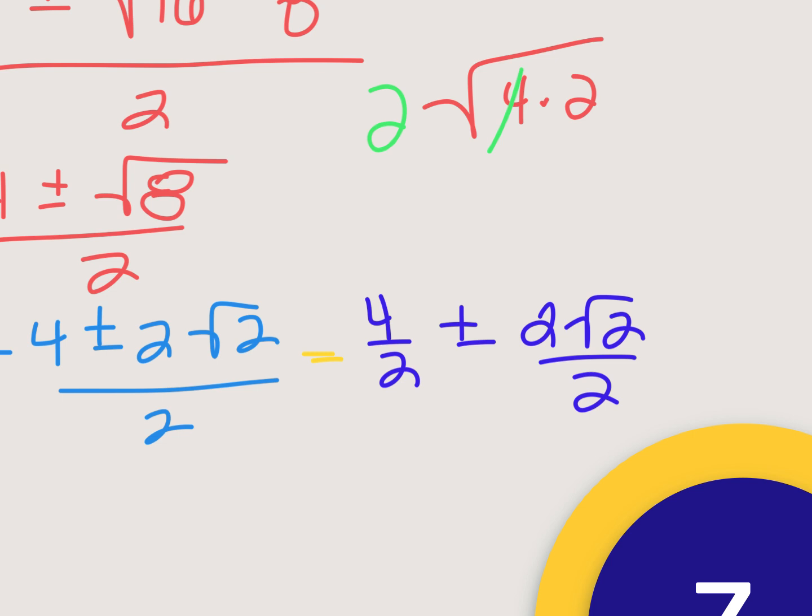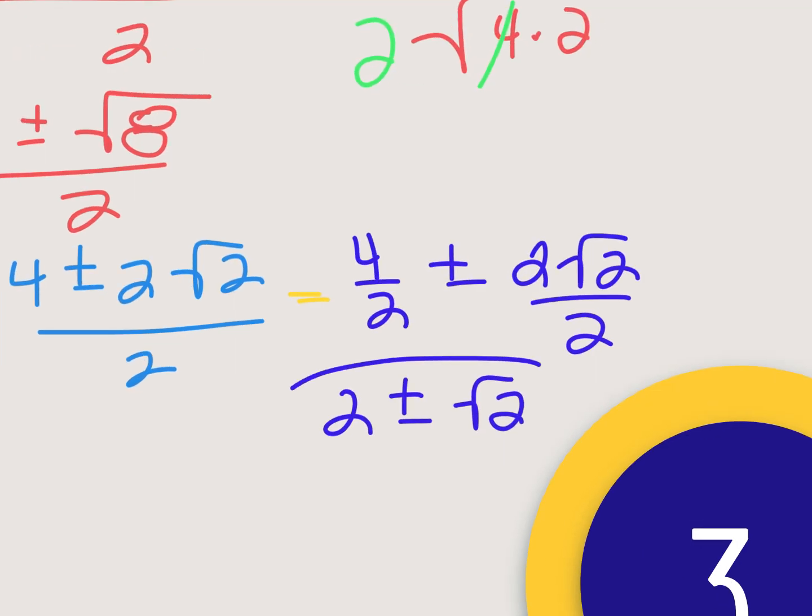Now do your simplifying. What is 4 divided by 2? 2 plus or minus what? The square root of 2. And there you are fully simplified.